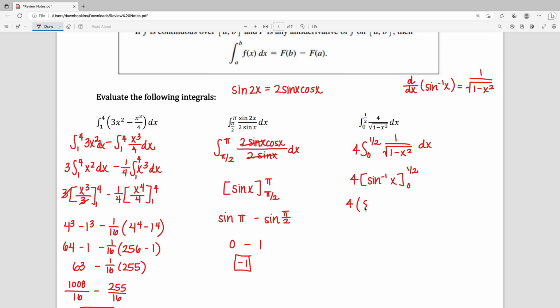So we have the inverse sine of 1/2 minus the inverse sine of 0. The inverse sine of 1/2 is going to be pi over 6, 30 degrees. And the inverse sine of 0 is 0, so we end up with 4 times pi over 6. And 4 pi over 6 is the same thing as 2 pi over 3.